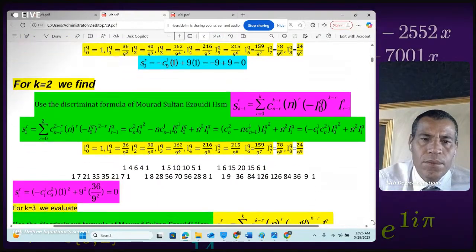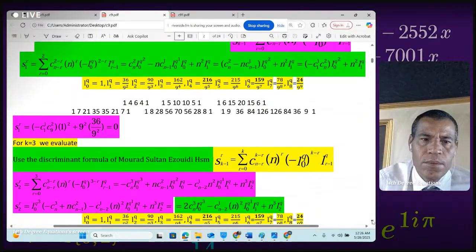Lots of zeros there. Oh, interesting. So what does that do for us? How does knowing these s values help?